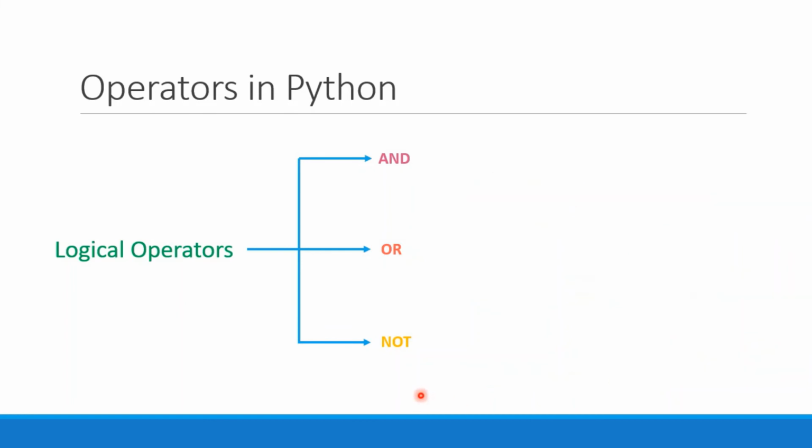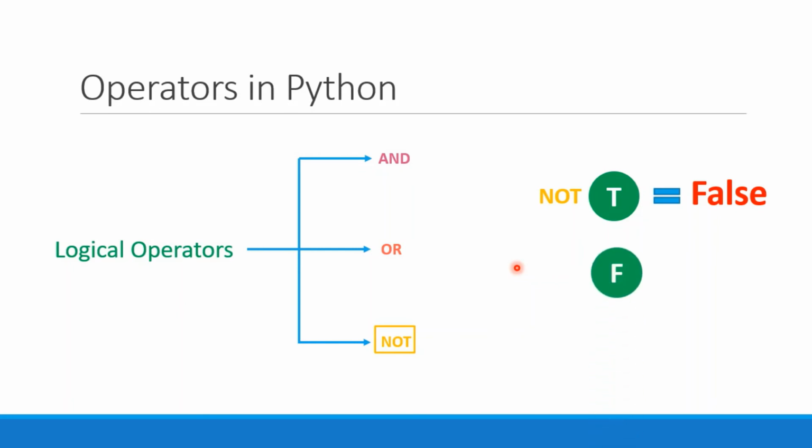Then let's see this NOT operator. This NOT, as its name suggests, will just negate the value. For example, if I have a value true and I apply the NOT operator on it, it will give me the answer as false. And if I have a value as false and I apply this NOT operator here, it will give me the value as true because it will always negate the value. If you have true, you will get false, and if you have false, you will get true.